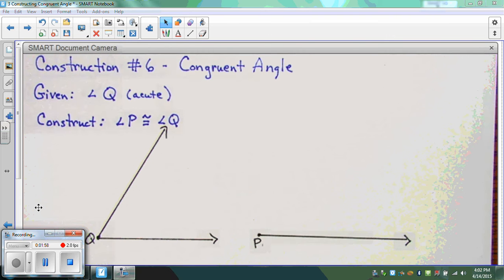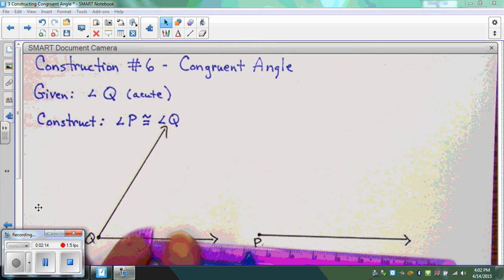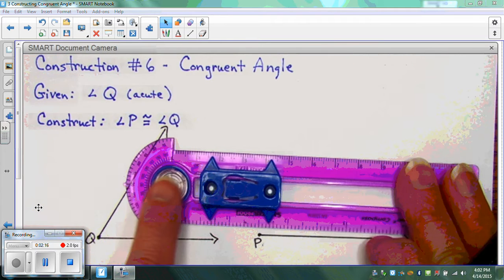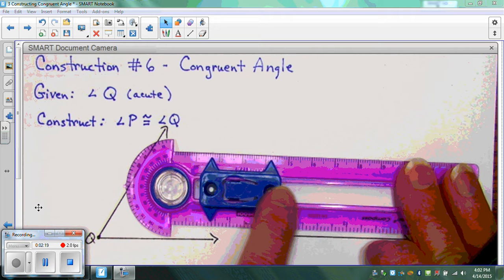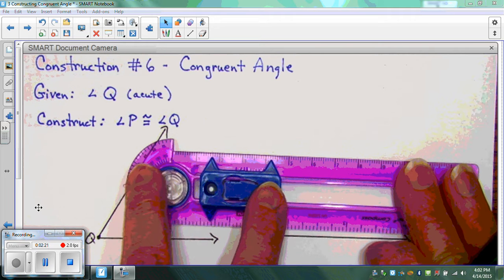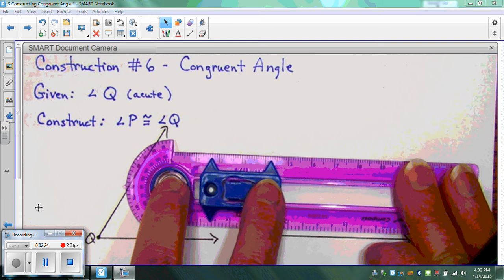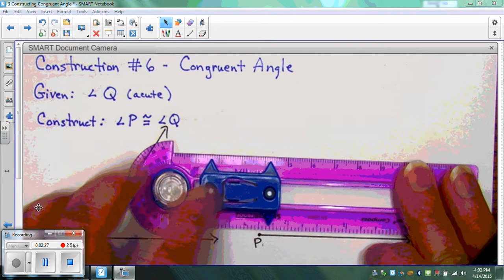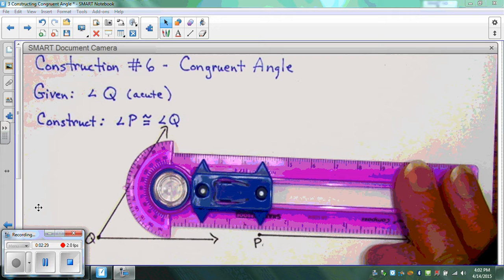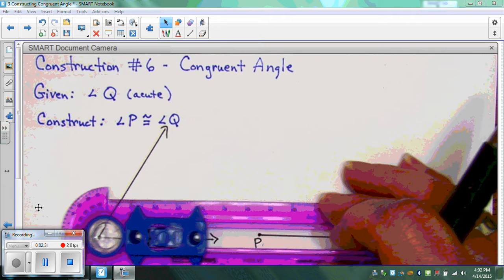Okay. Now, let's talk about why the construction you're about to learn actually works. We've just come through circles, and we learned that circles with congruent radii are congruent circles. And on our compass, from the center to whatever measurement we use on the compass, that is a radius. So what we're going to do is to construct parts of two congruent circles.